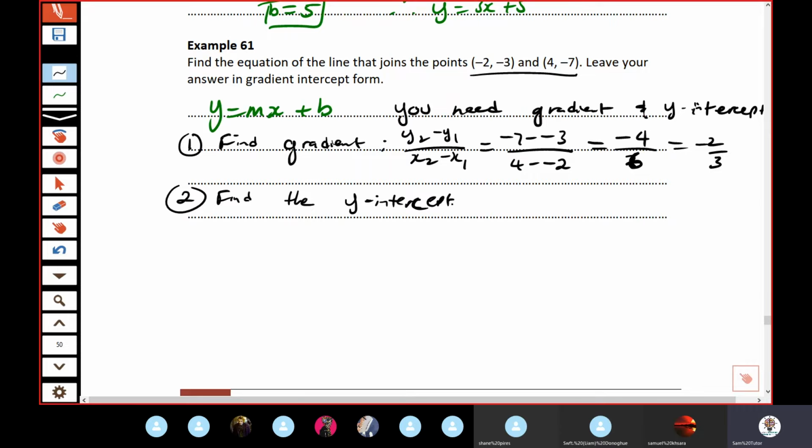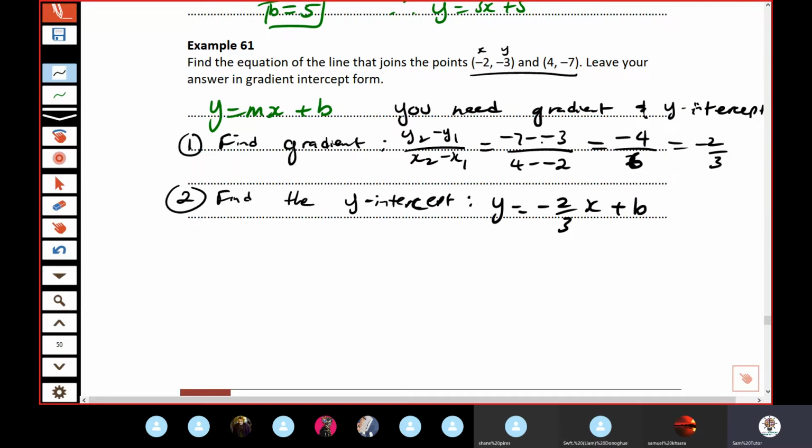Find the y-intercept. Our y-intercept would be what? Well, we don't know. So we've got our equation though. Our equation is y equals negative 2/3, because now we know what our m is. It's negative 2/3 x plus b. Same as before. I actually know one of the points. It doesn't matter which one you pick. I'll just pick the first one. This can be x, this can be y. I'm going to sub it in and I'll find b.